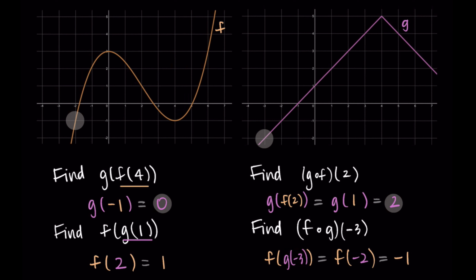So in all of these, we really just do one piece at a time. We start with the first graph, figure out where the point is, get the output. That output value becomes our new input value, and then we find the next point on the next graph.